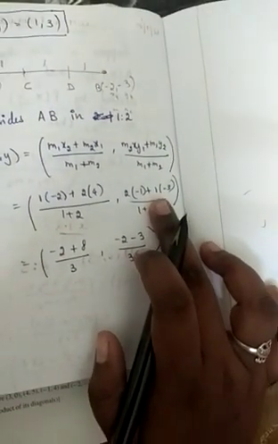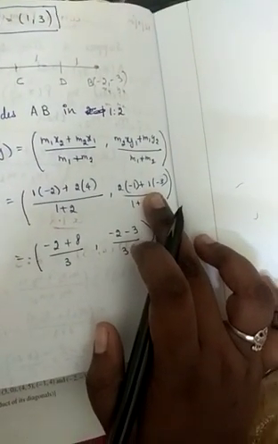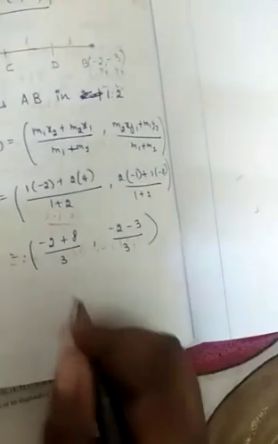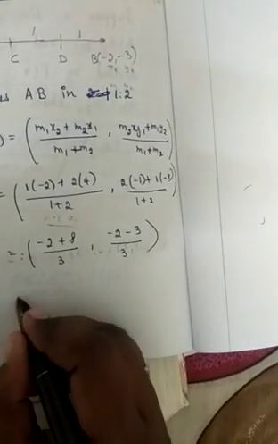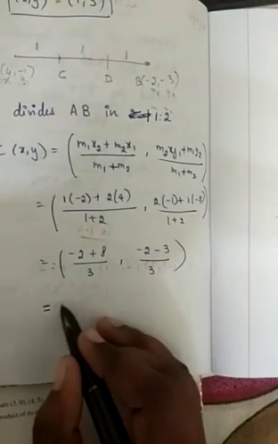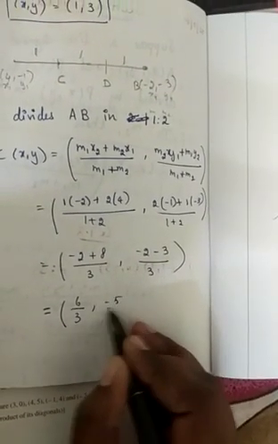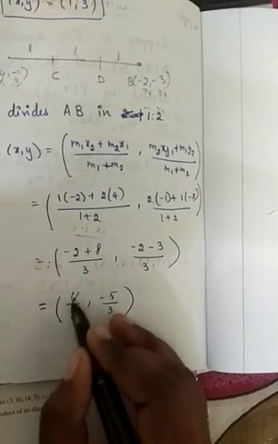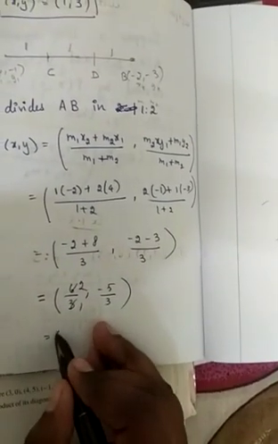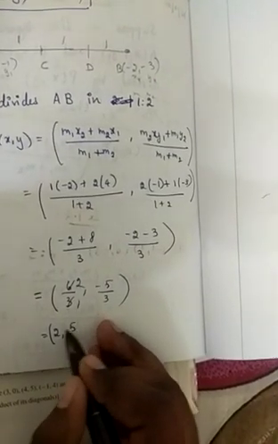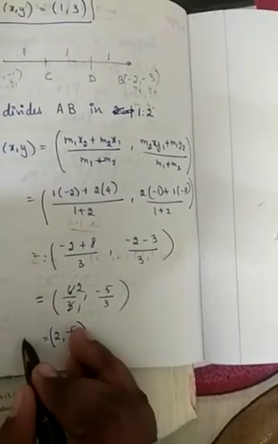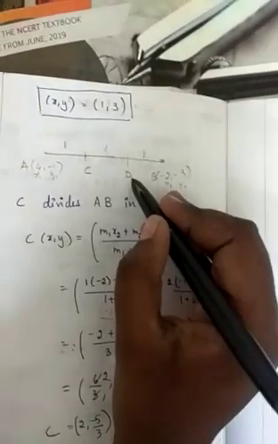Now 1 into -2 plus 8, divided by 3, comma, this is 2 into -1 plus 1 into -3, divided by 3. So 8 minus 2, 6 divided by 3, which is 2. This is -5 by 3. This is not cancelled, so you can leave it like that. So C is (2, -5/3). The same thing you have to do for D.